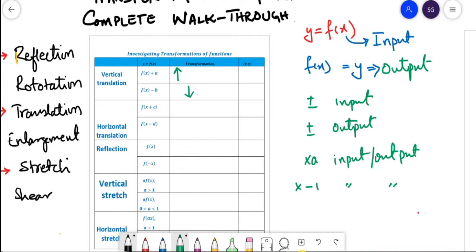It's also a good idea to keep track of these points. So let's say originally we have any point x, y, as I've indicated here.